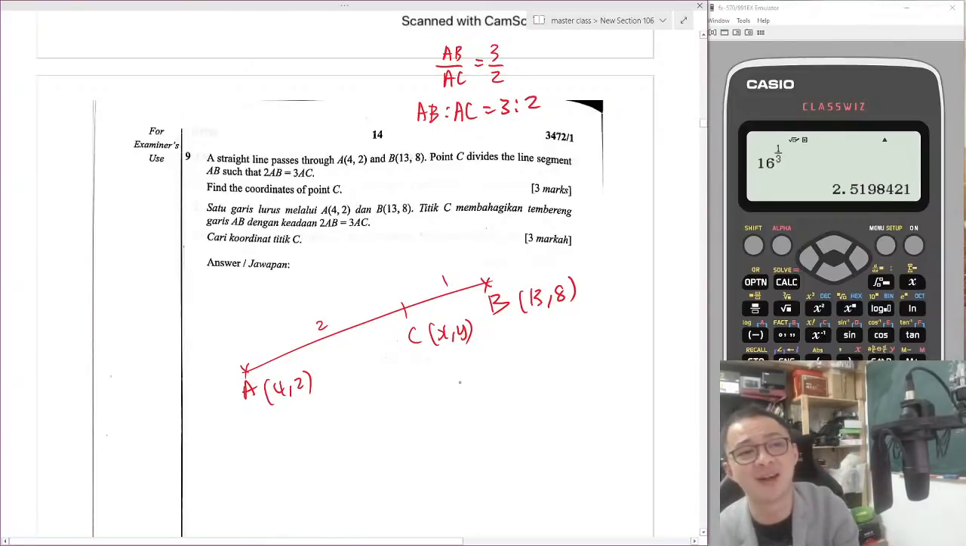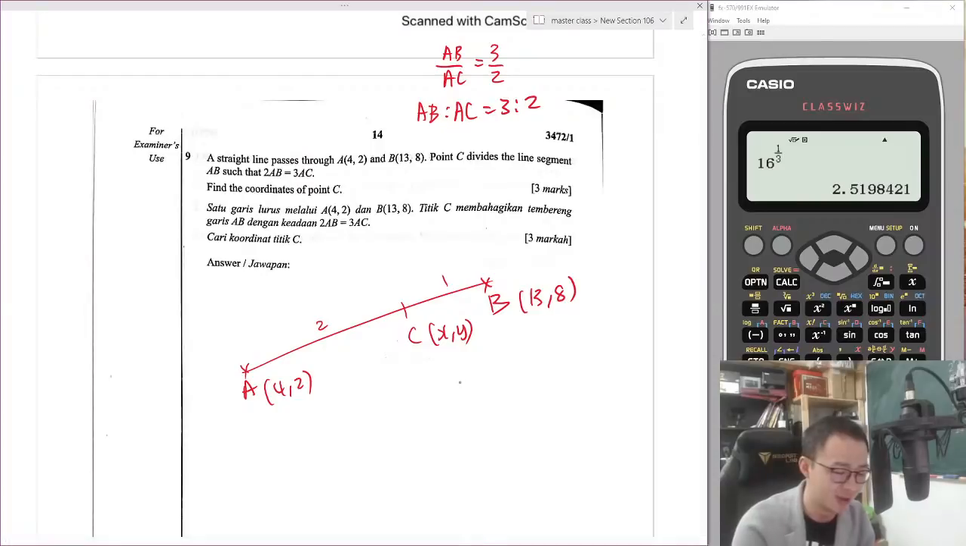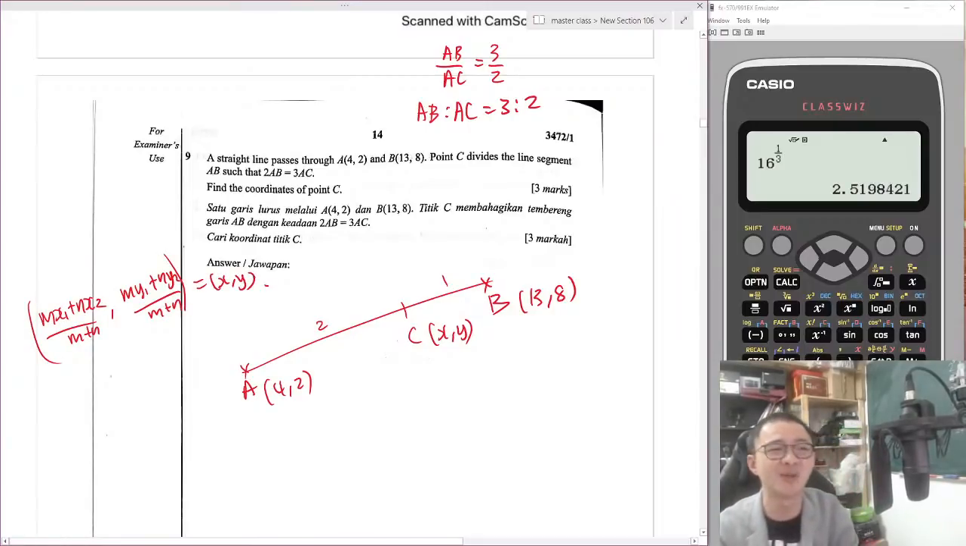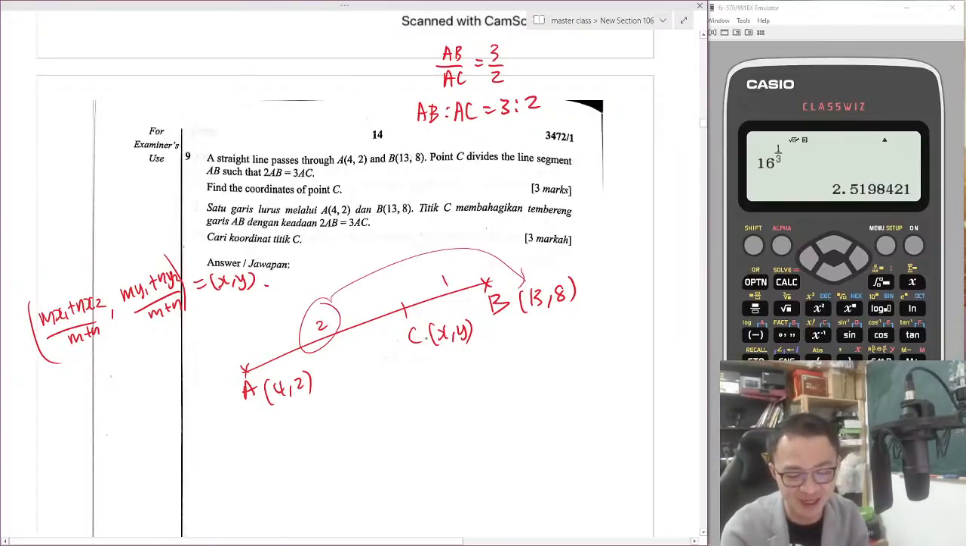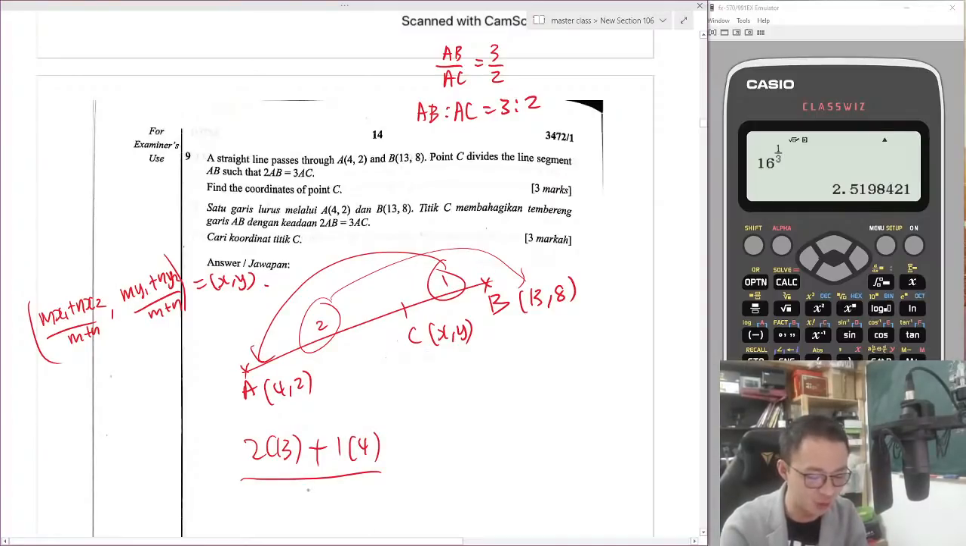Then I will use my segment formula. I think this formula is given. mx1 plus nx2 over m plus n, comma, my1 plus ny2 over m plus n equals x, y. Okay, I will use this formula. It looks very long, but actually very easy. So we use the 2 to multiply the further x coordinate, which is 2 times 13, plus 1 multiplied by the other x coordinate, 1 times 4, divided by the total ratio 2 plus 1, which is 3, will equal the x coordinate.